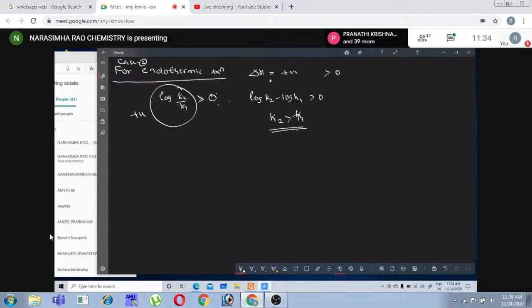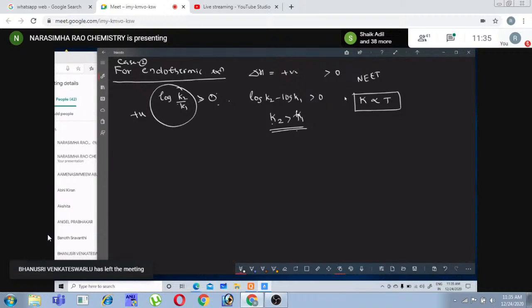In the previous case K2 is less than K1. So as the temperature rises, K2 also increases. So for the equilibrium constant, K is directly proportional to temperature. It's clear now, children? Clear now? Right.